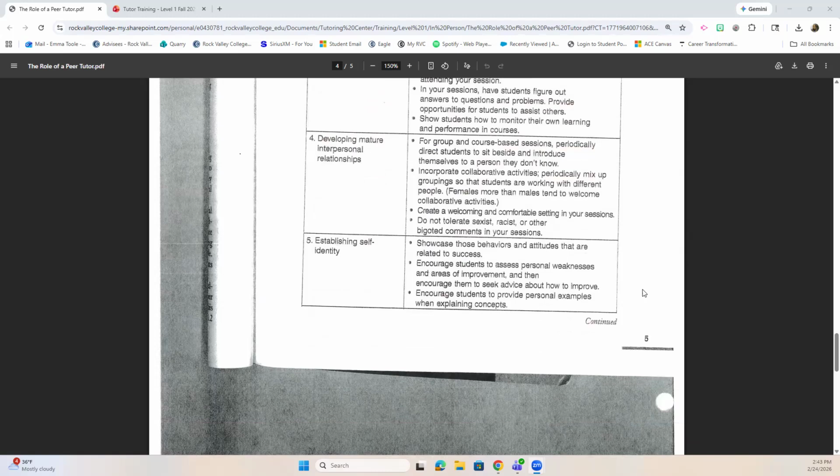Establishing self-identity. Showcase those behaviors and attitudes that are related to success. Encourage students to assess personal weaknesses and areas of improvement, and then encourage them to seek advice about how to improve. Encourage students to provide personal examples when explaining concepts.